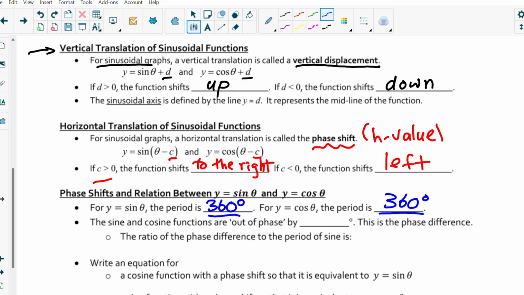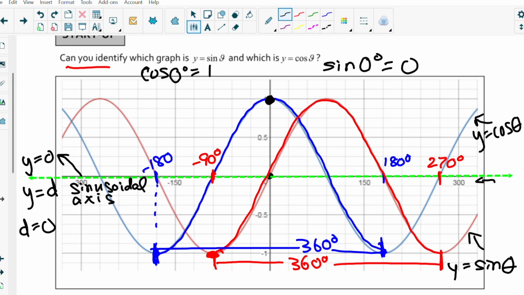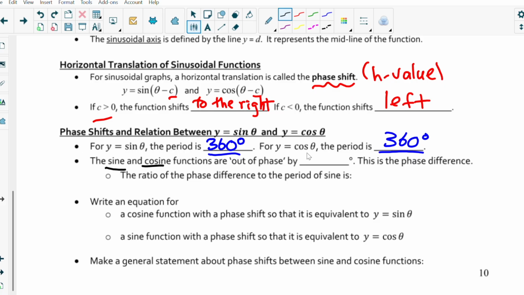So what are we trying to look at here? Let's take a look at the phase shifts, the out of phase or the phase difference. Sine and cosine functions are out of phase by how many degrees? Out of phase means if I start here with a cosine function, it's at a maximum. Where's the sine at a maximum? Pick the reference points that are analogous to each other. What is this phase difference? 30, 60, 90 degrees. So the sine and cosine functions are out of phase by 90 degrees. This is the phase difference.